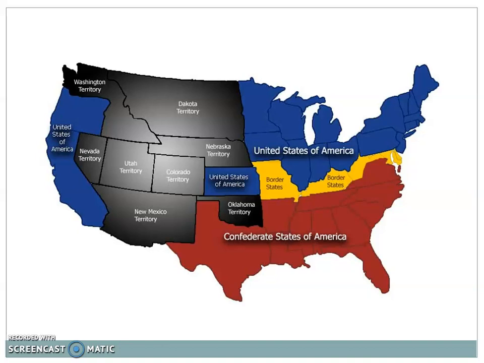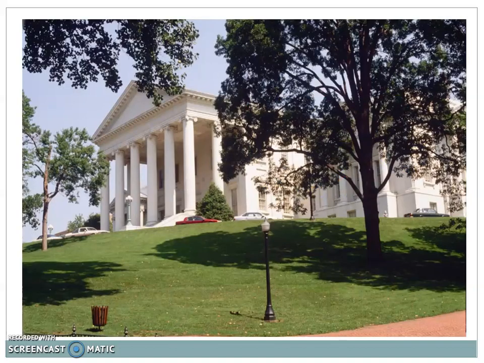What was the capital of the Confederate States of America? Richmond, Virginia. Here is the Capitol building of the state of Virginia. It was designed by Thomas Jefferson. We looked at this building when we talked about Thomas Jefferson. But for 4 years during the Civil War, 1861 to 1865, it was the capital of a foreign nation, the Confederate States of America.